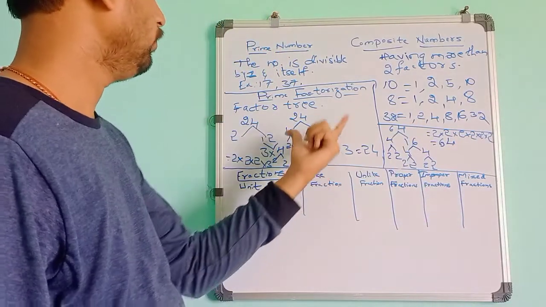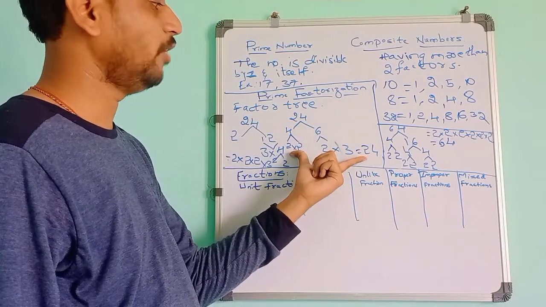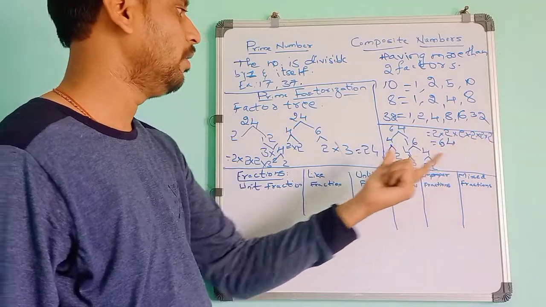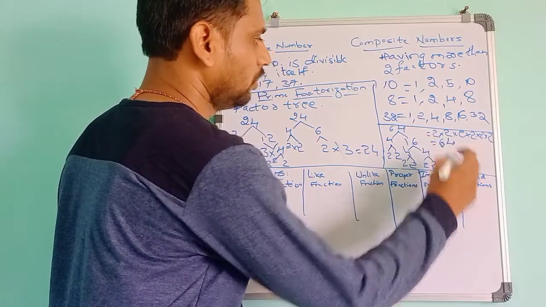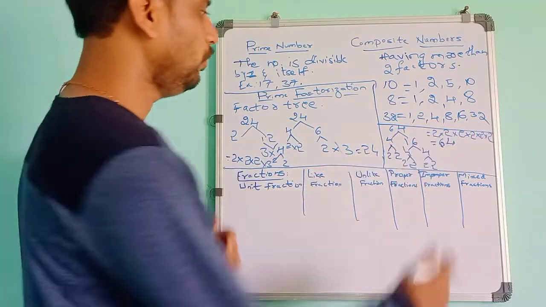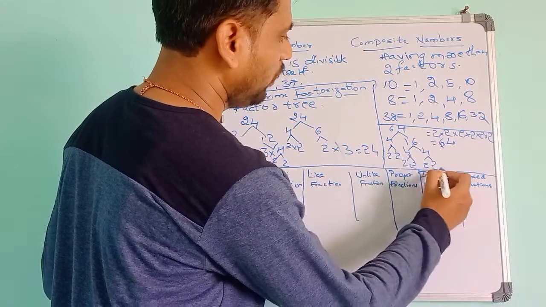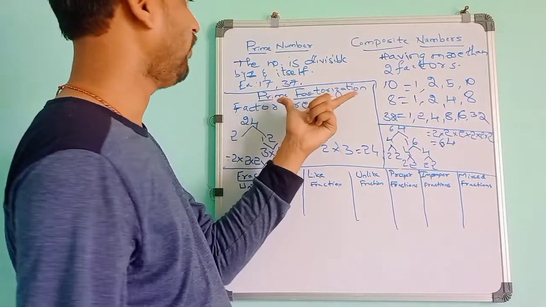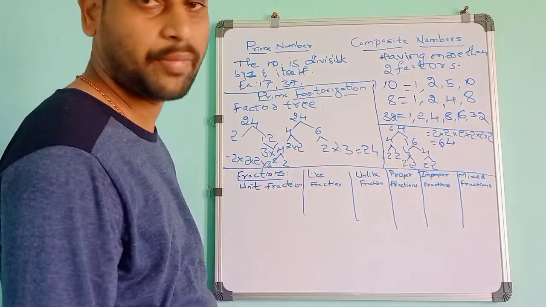Any method you can do, but the answer will be the same factorization. Same number factorization will be there. Only steps will be reduced. So this is how you have to do the factorization. The factorization should contain only prime numbers. So that is called prime factorization. So you have to maintain only the prime numbers.